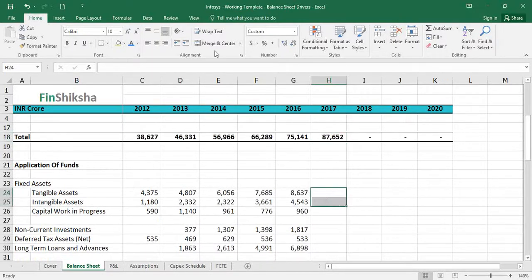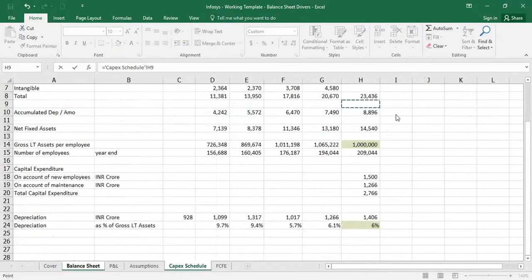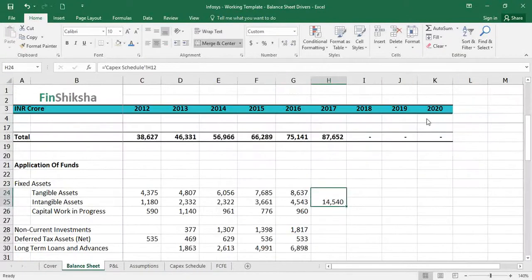Net assets, we now have a combination of these two, right? So I'll merge the cells on the CapEx schedule. My net fixed assets is 14,540. That's the number. This is the sum of these two now. Let's keep capital work in progress constant. Remember, capital work in progress is any building you are constructing but has not finished as on that date. If you want, you can add this to the CapEx and then put this number as 0.